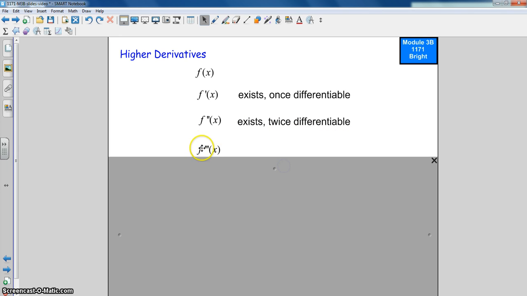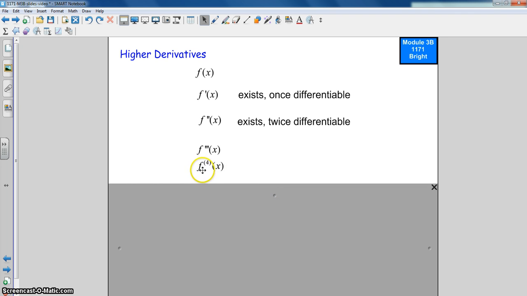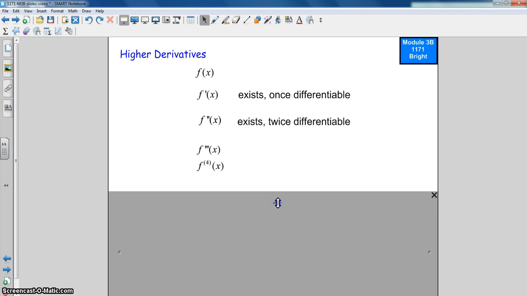For example, you can get f triple prime, and that would be 3 times differentiable. You can do the fourth derivative of x, and from third, we kind of switch our language from saying triple prime to saying the fourth derivative, and we just denote it with a superscript of 4 in parentheses. We drop the prime notation because it becomes too many tick marks.